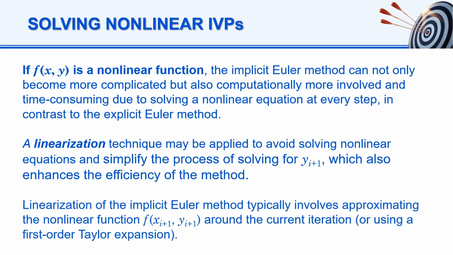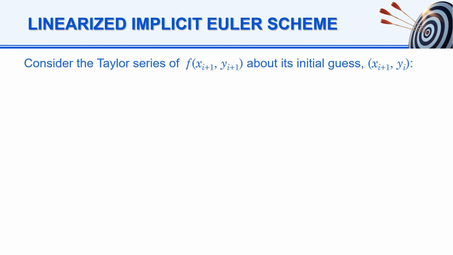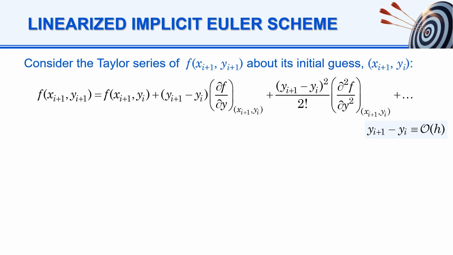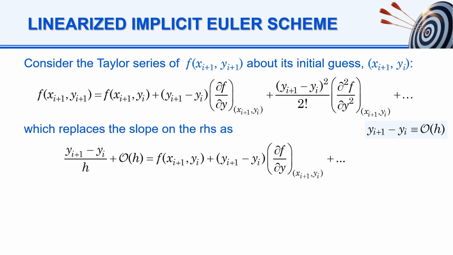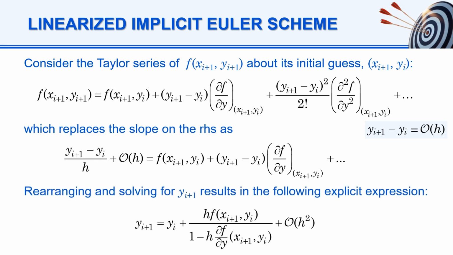Linearization of the implicit Euler method typically involves approximating the nonlinear function f(x_{i+1}, y_{i+1}) around the current iteration, or using a first-order Taylor expansion. Consider the Taylor series of f(x_{i+1}, y_{i+1}) about its initial guess, (x_{i+1}, y_i), which replaces the slope on the right-hand side as follows. Rearranging and solving for y_{i+1} results in the following explicit expression.